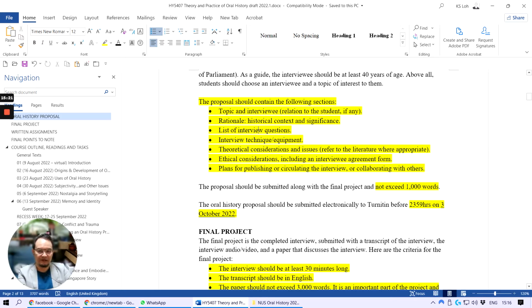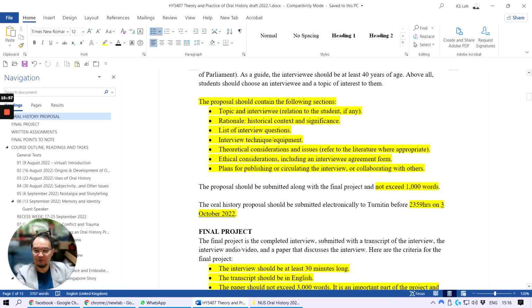So if you're writing about childhood, for example, what kind of theoretical issues would you think you might face? Would the person remember? Is there a question of reliability? Is there a question of bias? Things like that, all right? So these questions, these theoretical issues are connected to the readings that you do, all right? So in a proposal, you'd be very good if you can cite some of these readings.